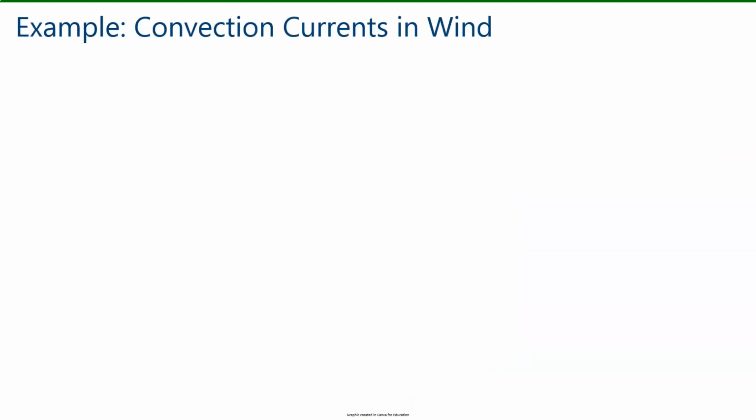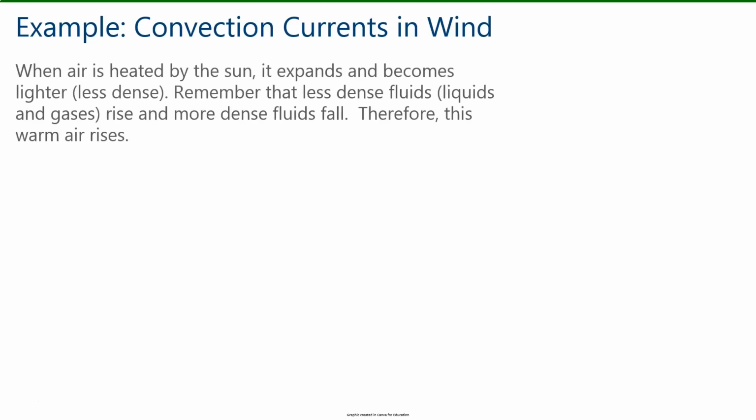First, we'll look at convection currents in wind. When air is heated by the sun, it expands and becomes lighter or less dense. Remember that less dense fluids, liquids and gases, rise, and more dense fluids fall. Therefore, this warm air rises.